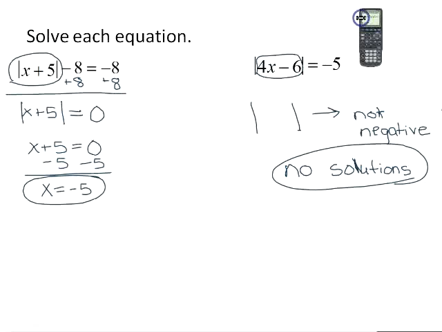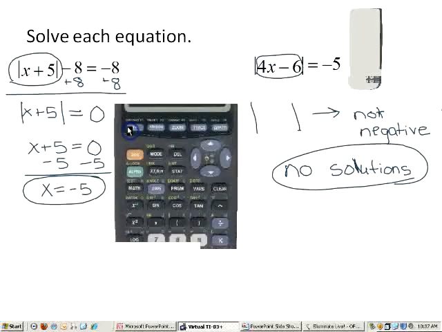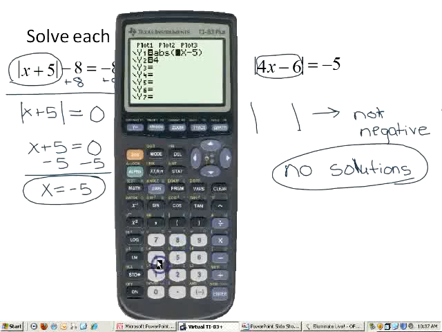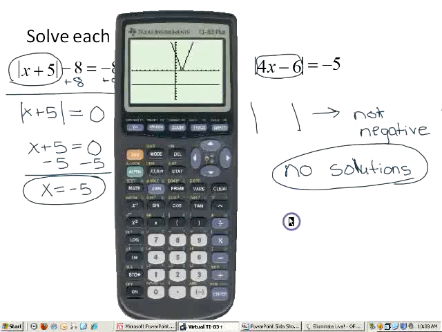If we were to look at this graph, here I want the absolute value of 4x minus 6 equal to a negative 5. What we see here is we see the same V, but then our line is way down here. So there are going to be no points where my absolute value graph intersects the line y equals negative 5. So there are no solutions.